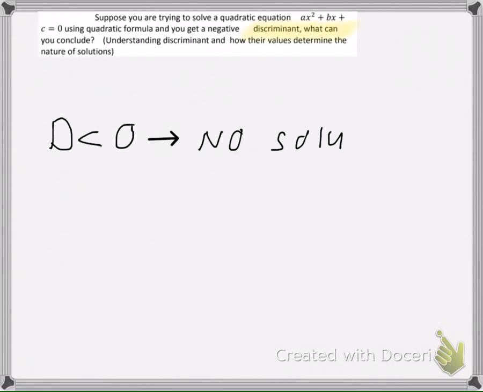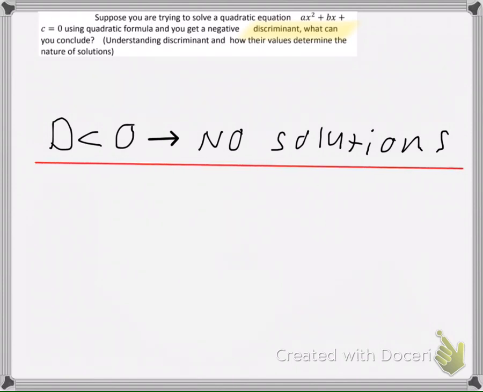Now, since the question says the discriminant is negative, it means that we should have no real solutions. We might have imaginary solutions, but we know for sure that we have no real solutions.